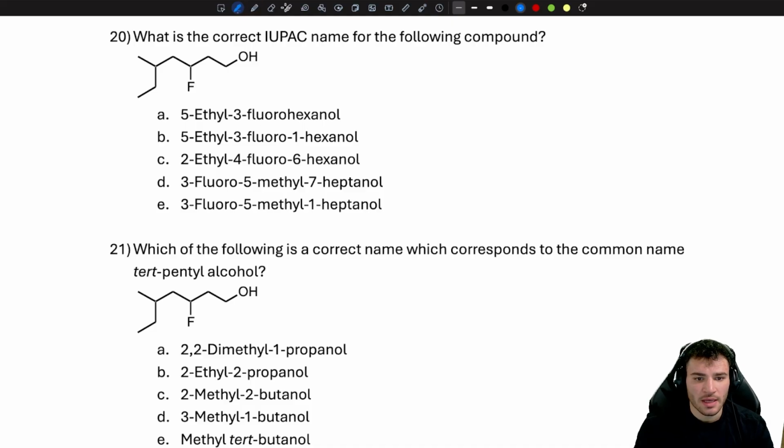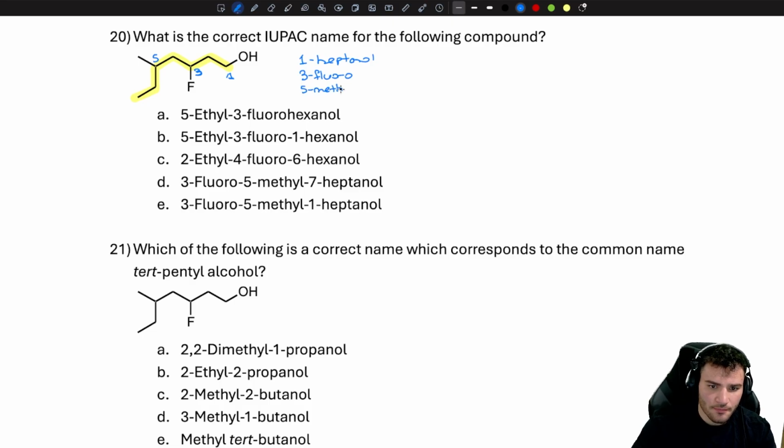Question 20, what is the correct IUPAC name? Again, let's try to find the parent chain. We have 1, 2, 3, 4, 5, 6, 7. Okay, and we probably have the hydroxyl on the first position. So parent chain is going to be 1-heptanol. On the number 3 position, we have the fluorine. And the 5 position, we have that methyl. And so we know we have 3-fluoro and then 5-methyl. And so if we were to put it all together, E would be our correct answer.